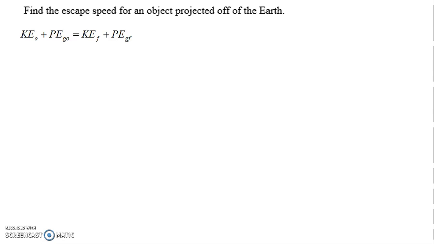We just have to keep in mind we're talking about some really, really large distances. So for potential energy, we're clearly not going to be using mgh. We're using the other one, negative G big M little m over r. So let's consider our initial and final conditions. The initial condition is when the object is on the Earth, and we're going to launch it from Earth. And then the final condition is when it's really, really far away, approaching infinitely far away.